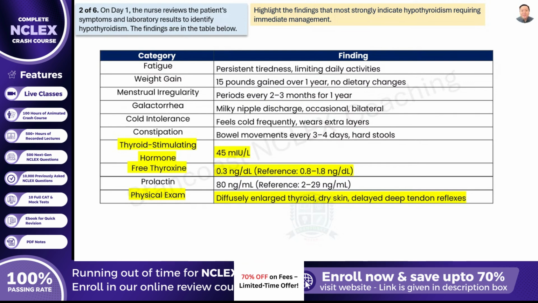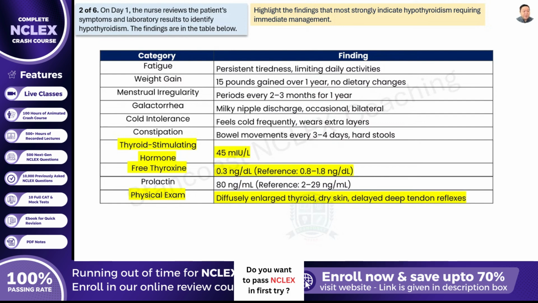Now, the galactorrhea, which is that milky nipple discharge, this indicates that there is hyperprolactinemia, which is a secondary effect of hypothyroidism. And it could suggest a pituitary issue like a microadenoma. This is also relevant, but it's not the primary cue for the thyroid dysfunction that we are seeing in this case.